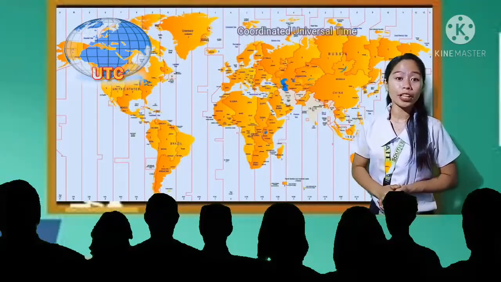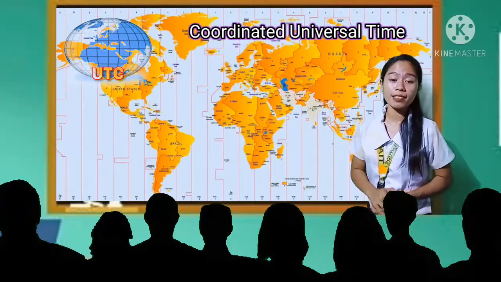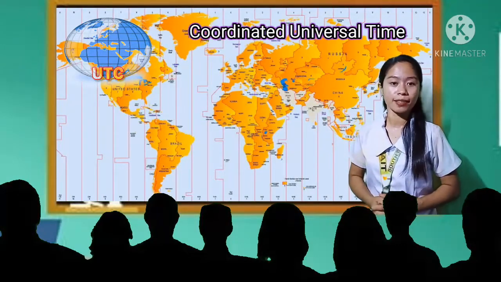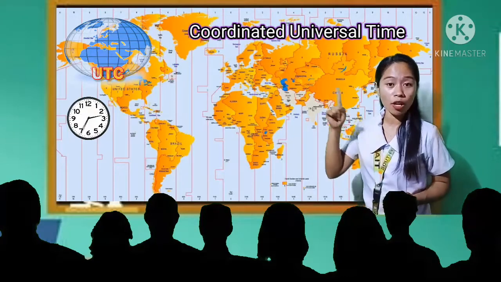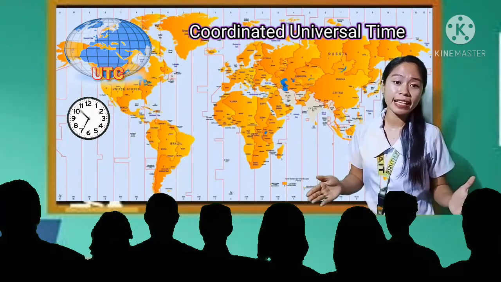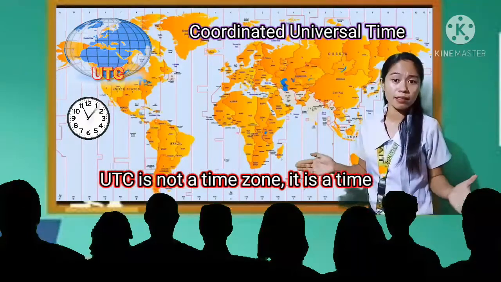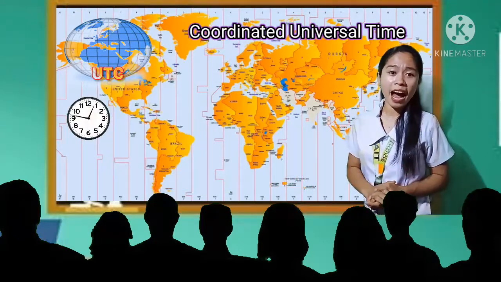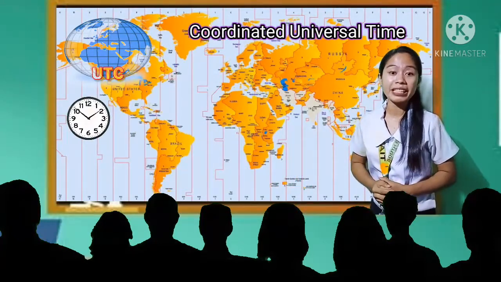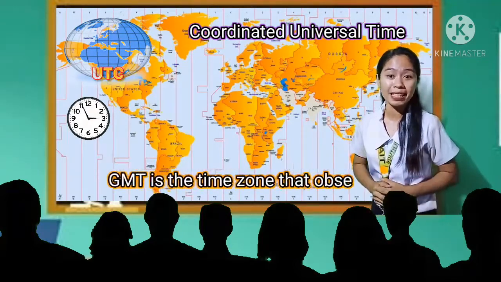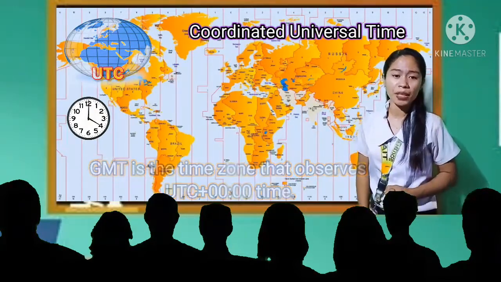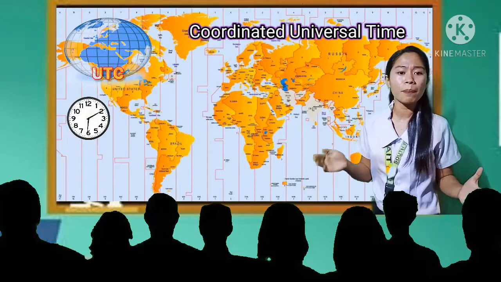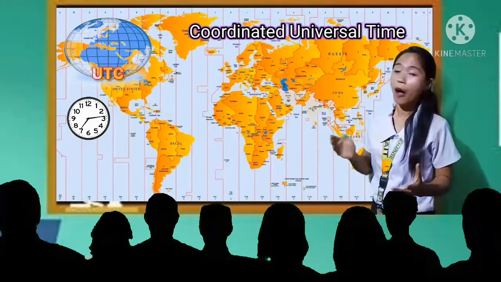UTC stands for Coordinated Universal Time. This is the primary time standard in the world, the standard after which the entire world regulates its time. Your clock is regulated by the Coordinated Universal Time standard. UTC is not a time zone, even though people use it as one. Again, UTC is a time standard. GMT, an abbreviation for Greenwich Mean Time, is the time zone that observes UTC plus 0, that exact UTC time. The plus sign is known as the offset from Coordinated Universal Time. It tells people by how many hours their time is offset from the UTC.